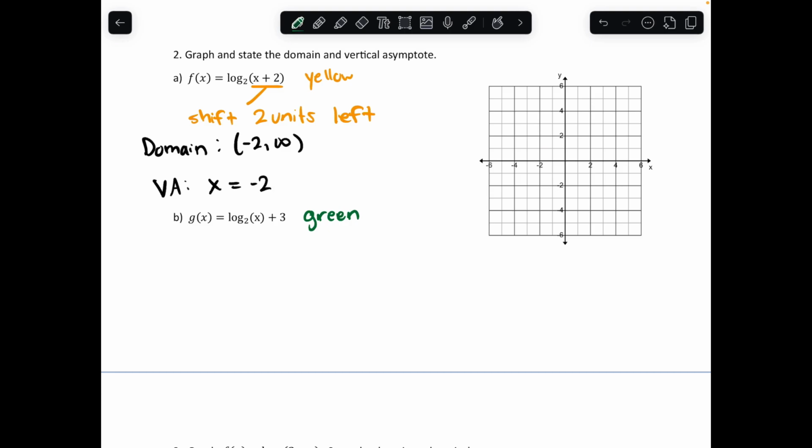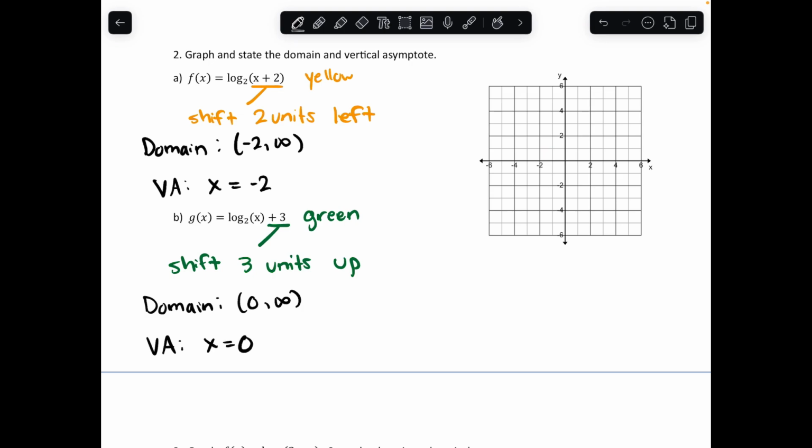Now for part B, we still have log base 2 of x. However, this time we're adding 3. This corresponds to a shift of 3 units up. Because I'm shifting the graph up, my domain is actually going to stay the same. So my domain is going to be the interval from 0 to infinity. And my vertical asymptote is actually going to be the same as well. So my vertical asymptote is going to be x equals 0.